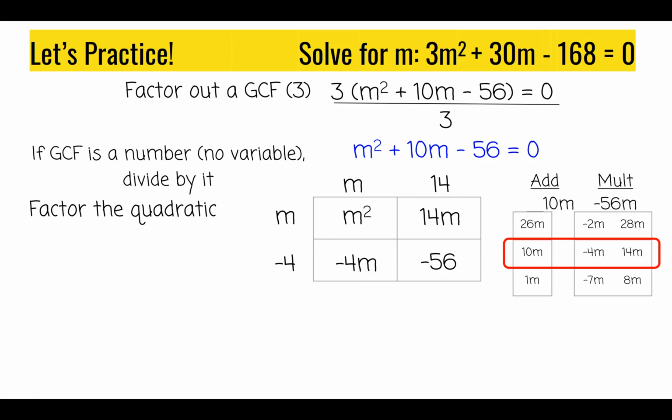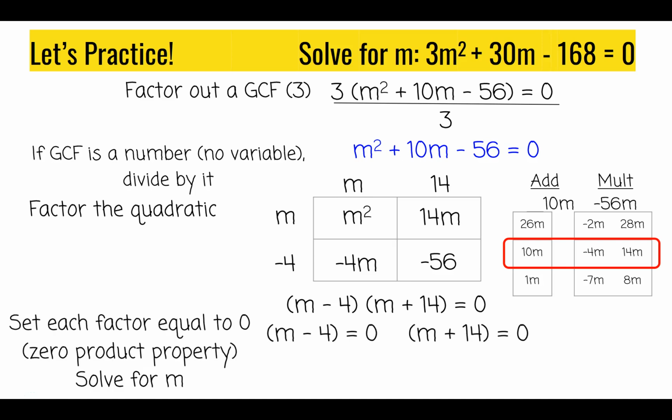What's on the sides? There's an m minus 4 on the side, and there's an m plus 14 on the top. Those pairs give me my factors. Keep going. We're not done. All right, now it's time for the zero product property, right? Because we're solving. Make each piece equal to 0.